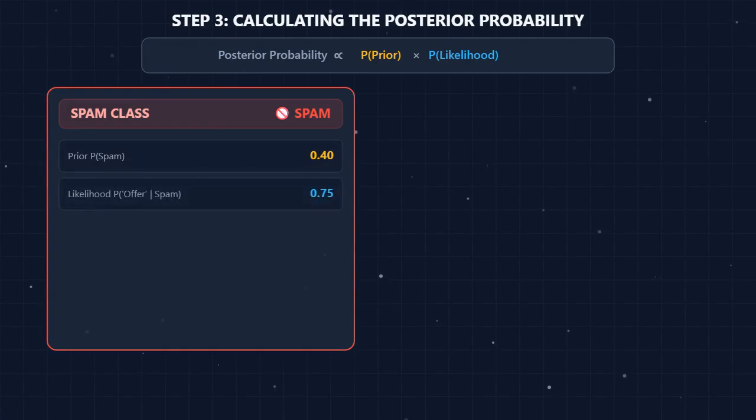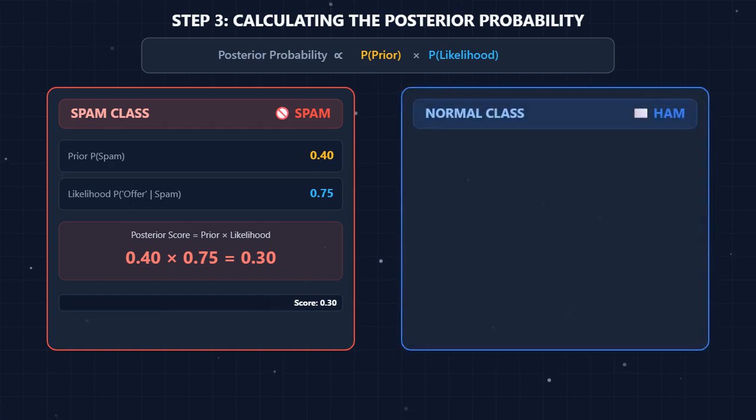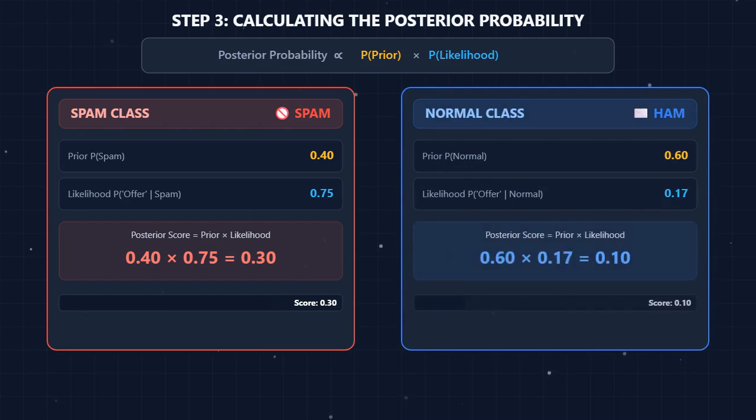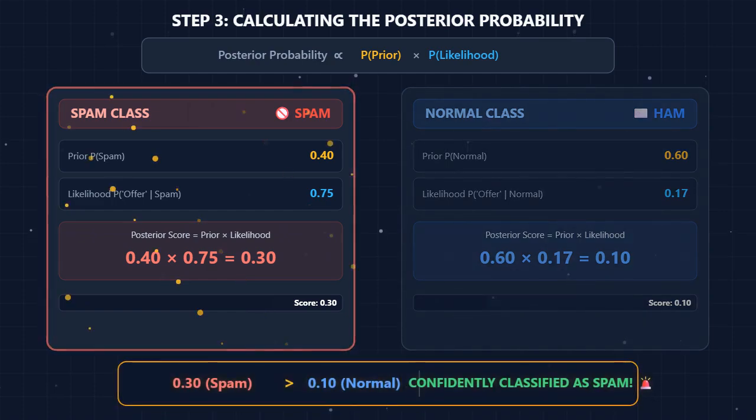For spam, 0.4 times 0.75 gives 0.3. For normal, 0.6 times 0.17 gives 0.1. Since 0.3 is greater than 0.1, we confidently classify the email as spam.